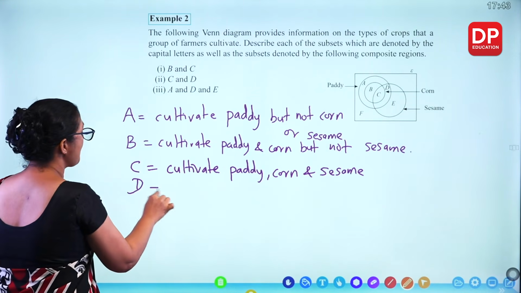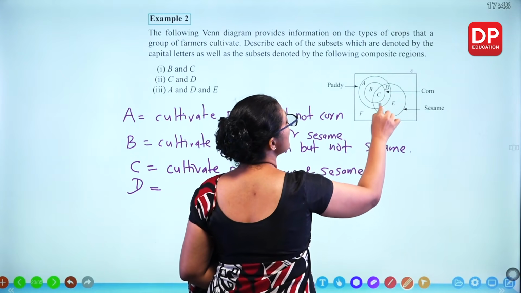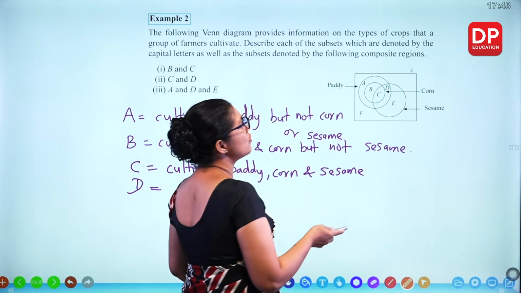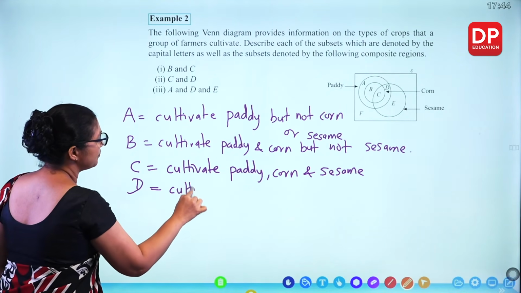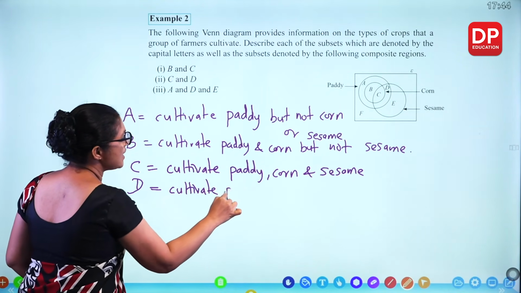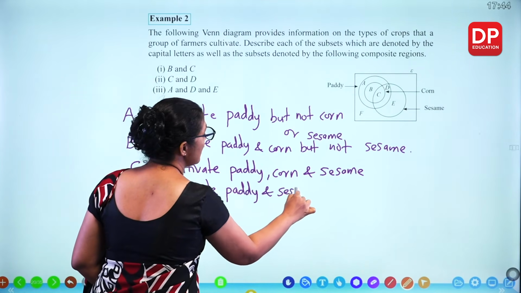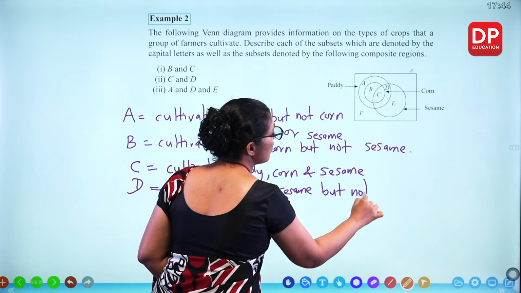D, what's the D region? Only this part. So here it does not belong to corn but belongs to paddy as well as sesame. So cultivate paddy and sesame but not corn.